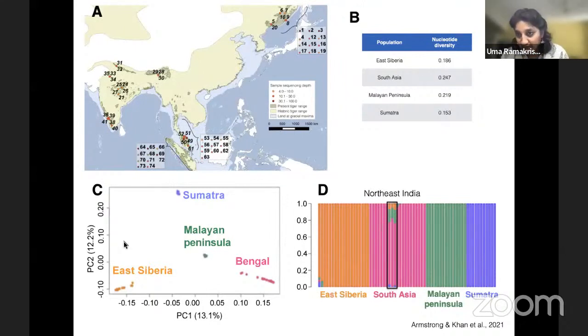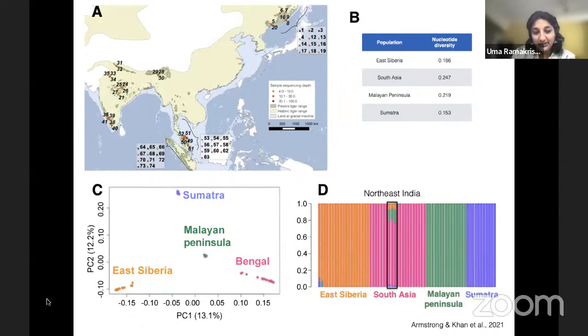And we were able to first interrogate the data and say, if we don't have any a priori expectations, what are the genetic units that pop out as populations? The lower two panels, a PCA plot here and a structure plot, show you this.